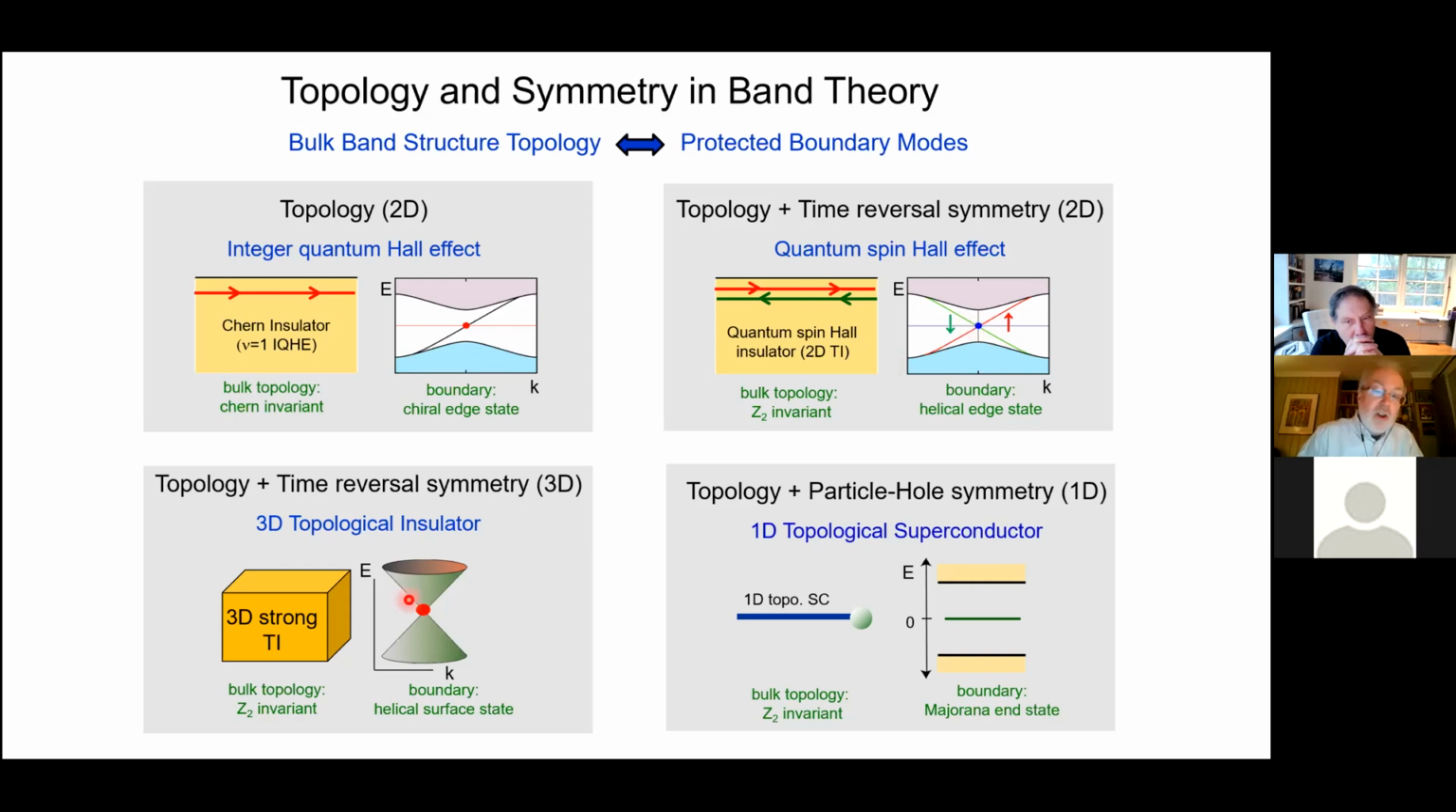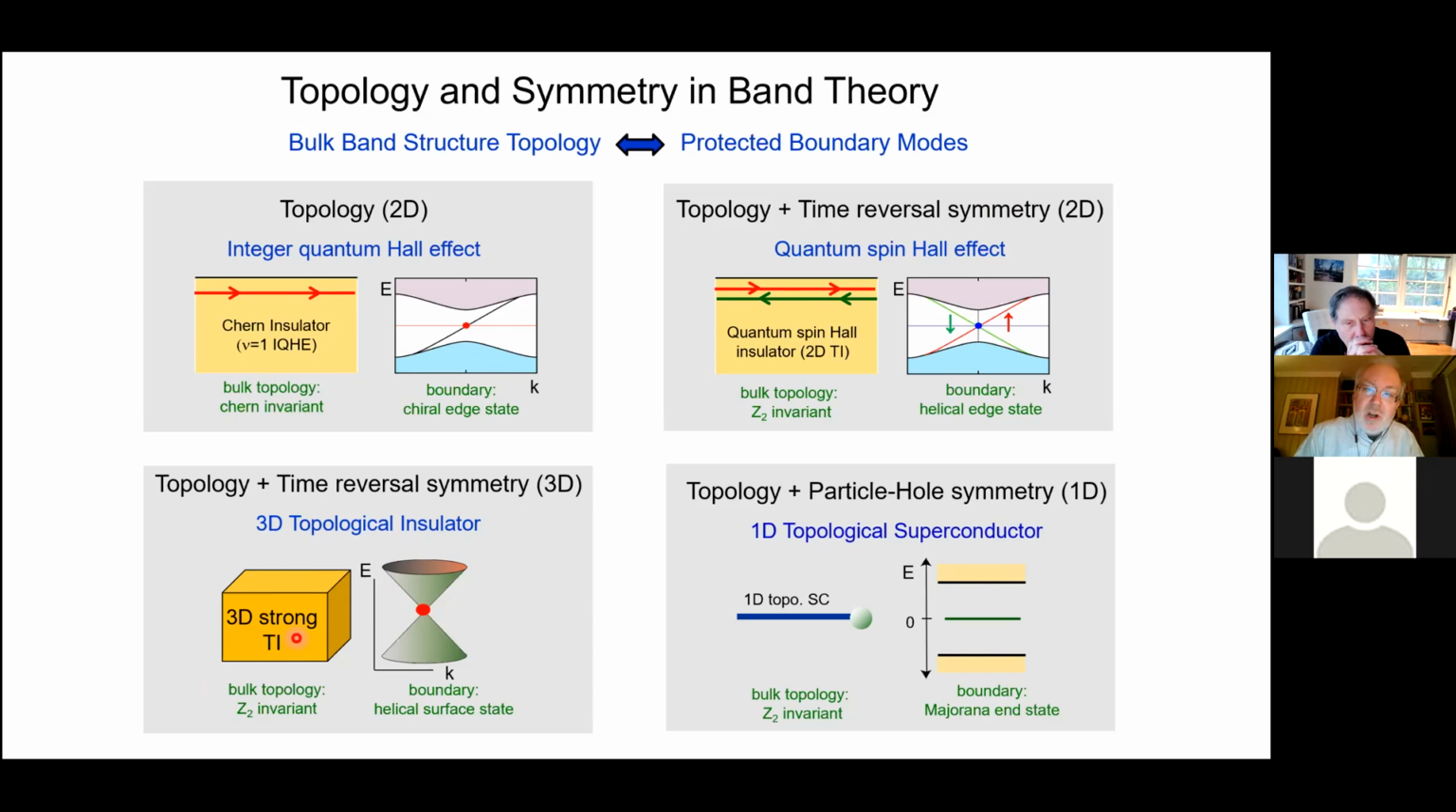It can also happen in 3 dimensions at the surface of a strong 3-dimensional topological insulator. You have 2-dimensional helical surface states. Okay, and so these are topological electronic phases within band theory that are protected by time reversal symmetry.